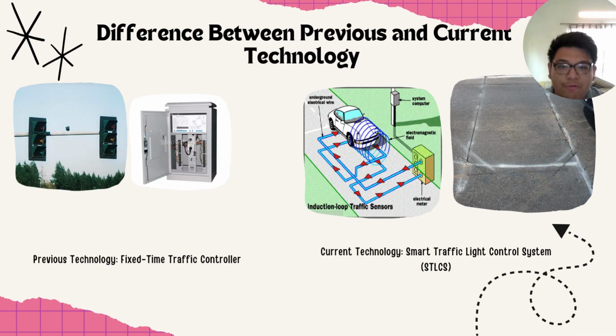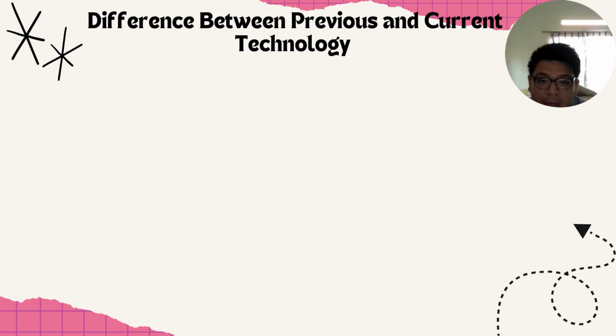Next is the difference between previous and current technology. In previous technology, we use the fixed time traffic controller, and for current technology, we use the Smart Traffic Light Control System (STLCS). The underlying system for the previous technology is electromechanical simple timers, which are based on cams, dials, gears, and relays.